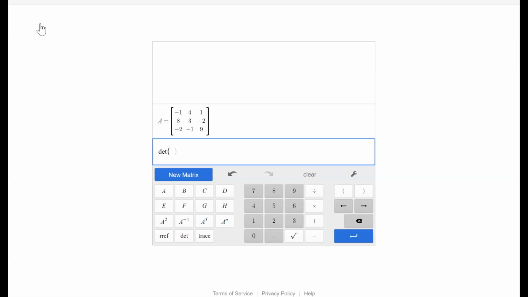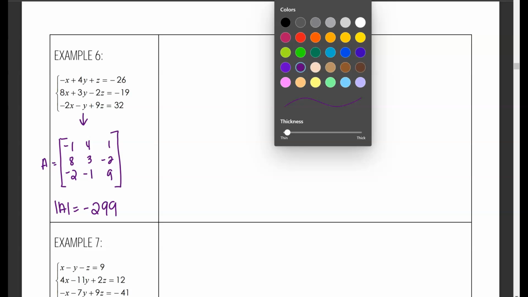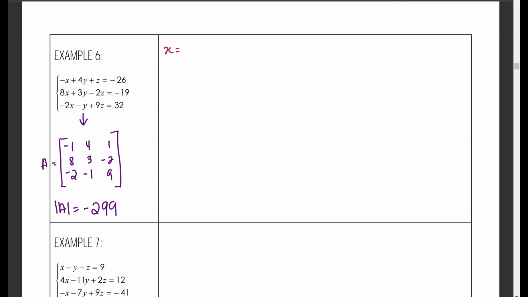Now let's go ahead and calculate the determinant of A. And so notice that I'm already given that the determinant of A equals negative 299. So we come back over here. We know this is going to be negative 299. All right, now let's go ahead and calculate the x value. So I'm going to start off with calculating the determinant. So I'm going to replace the x with the solutions. So I'm going to end up with negative 26, negative 19, 32. Everything else I copy from that matrix A. This is going to be all over our determinant of negative 299.